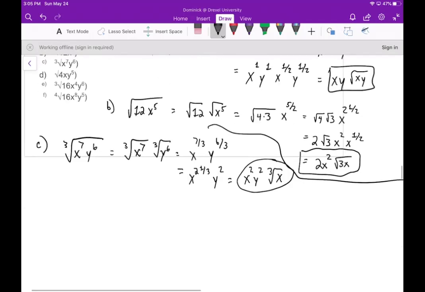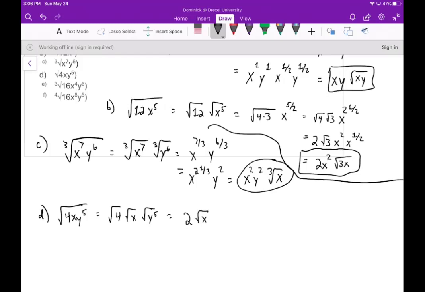Okay, part D, we have the square root of 4xy to the 5th. So first things first, we'll separate each of these. The square root of 4 is 2, that's easy. The square root of x, the inside power is just 1, and that's already less than 2, so I don't need to do anything there.